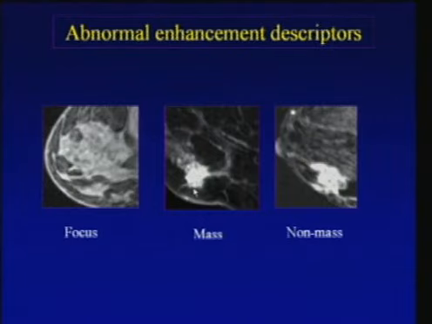Next, you have what's called a mass. Here you can see the mass has really well-defined borders, and it's easy for it to really stand out. And that's in contrast to this, where this is really a vague area of enhancement. This is going to definitely change in shape when you analyze it through different planes. That's a non-mass-like area of enhancement.